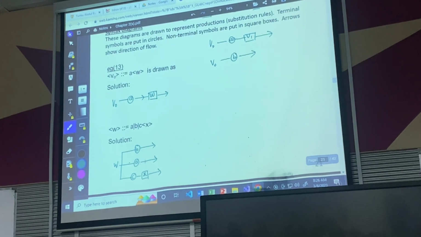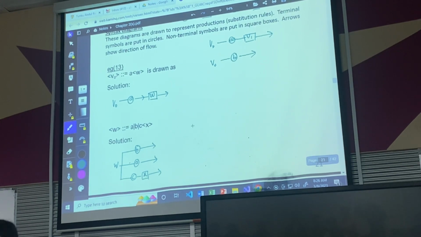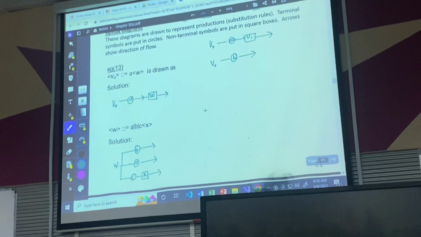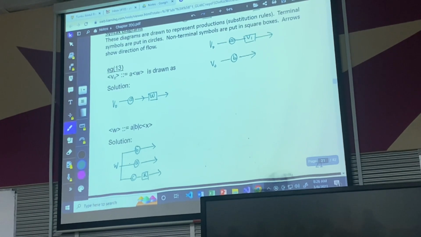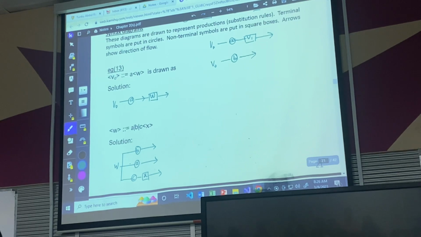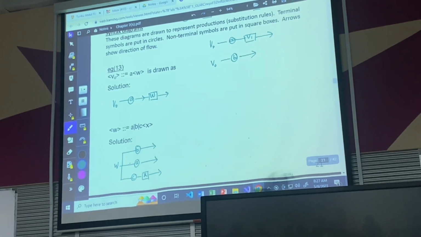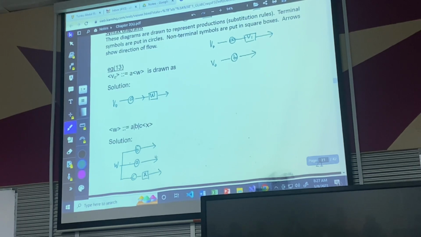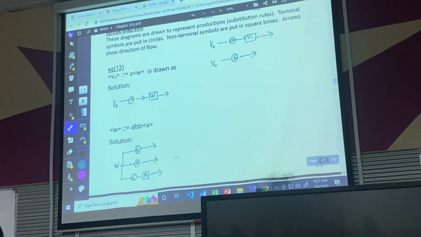3 alternatives: A or B or C. If you want to draw 3 different diagrams, also no problem. Separate them into 3. If you want to join them together into one way out, also acceptable, like this one.